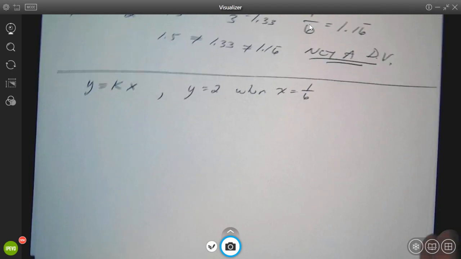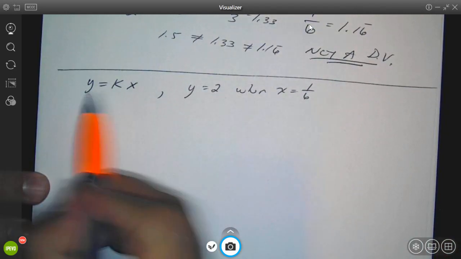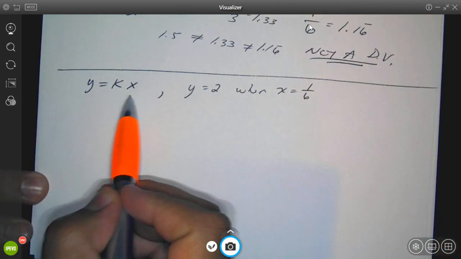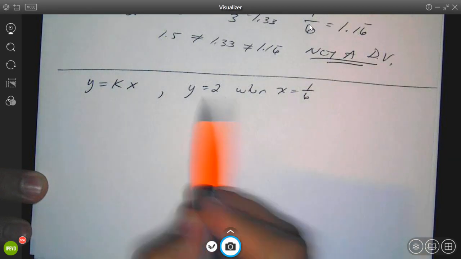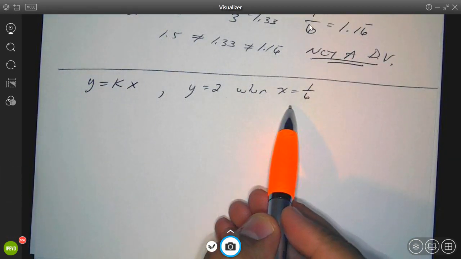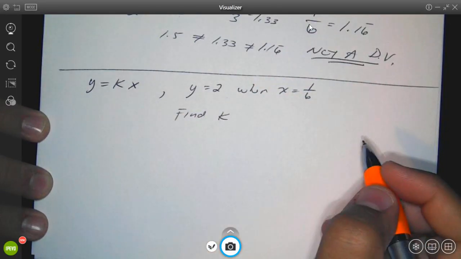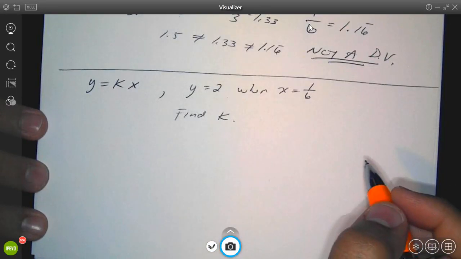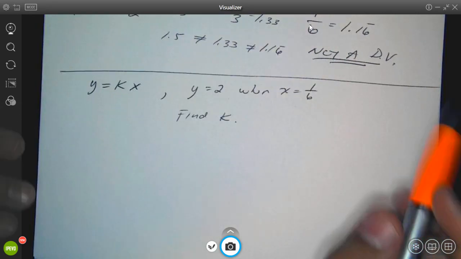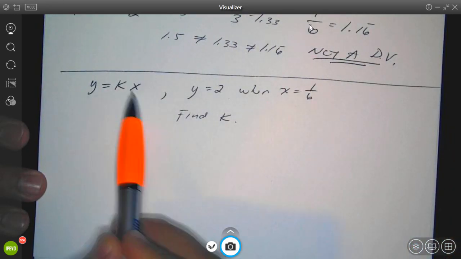So I wrote down the important information here. Again, it says if we have a direct variation, which is this equation, y equals kx, given these 2 points, they first want me to find k, and then write the equation more than likely. So, well, let's look at this. How do we find k?